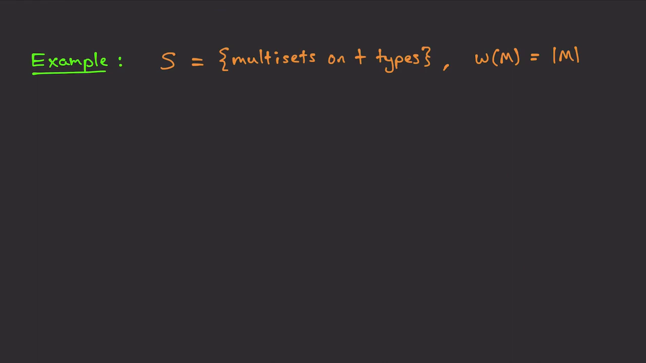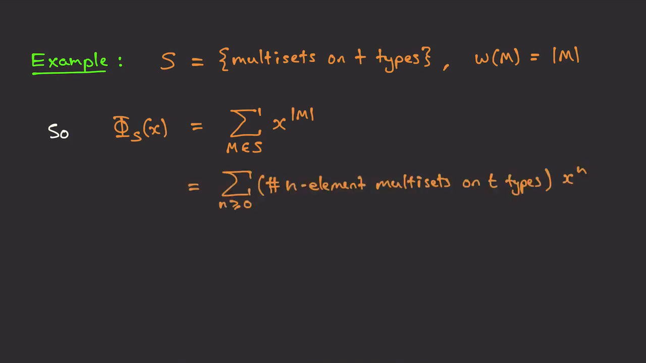I'll start with the one that we've already seen, although not expressed exactly in this language. Let S be the collection of all multisets on t types, and for each of those multisets, let the weight of that multiset be its number of elements. By the definition, the generating series for S and this weight function is the same as the sum over all multisets of x to the power of the size of that multiset. By the theorem we just proved, that's the same as the sum over all n at least 0 of the number of n element multisets on t types times x to the n.